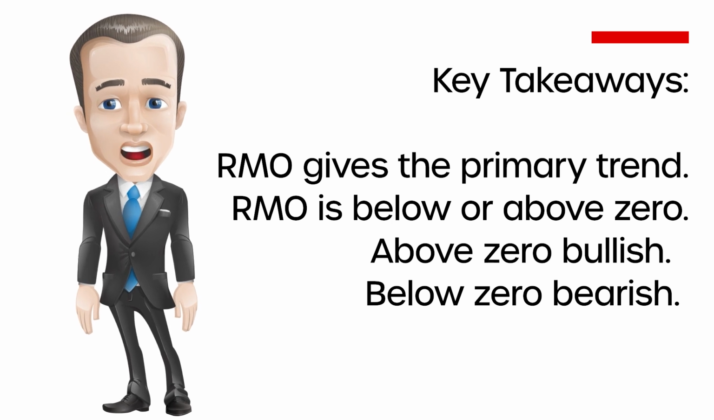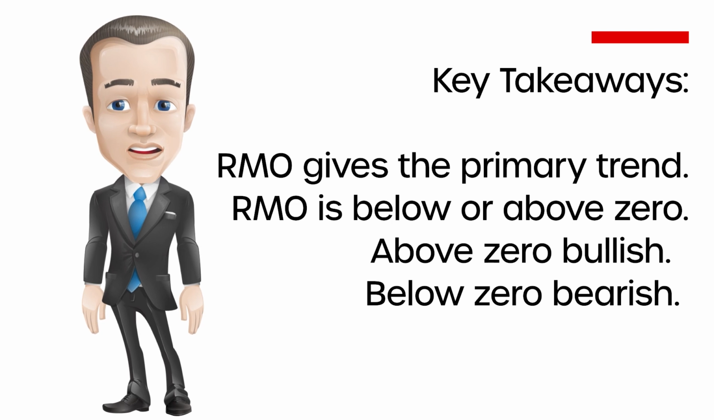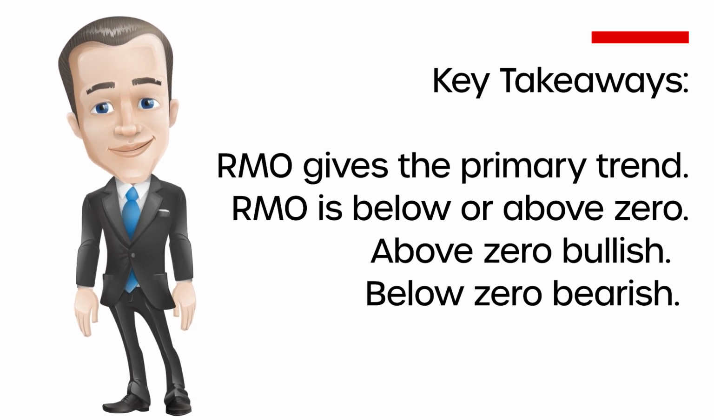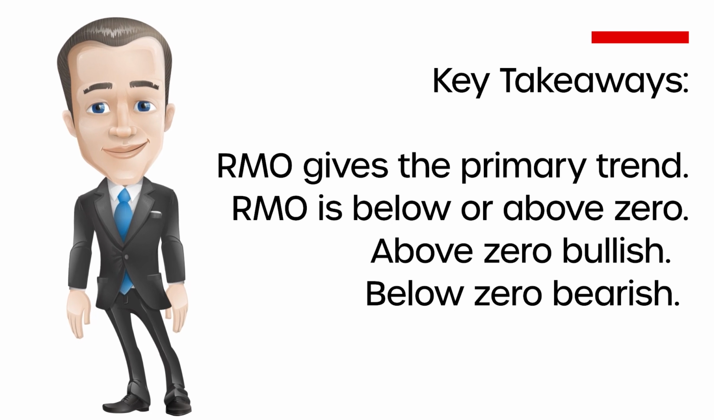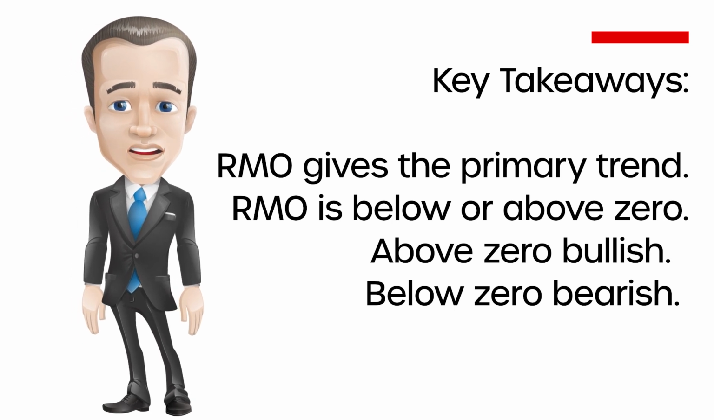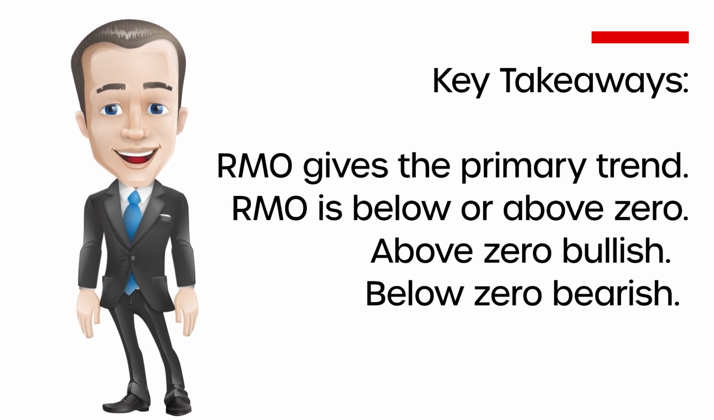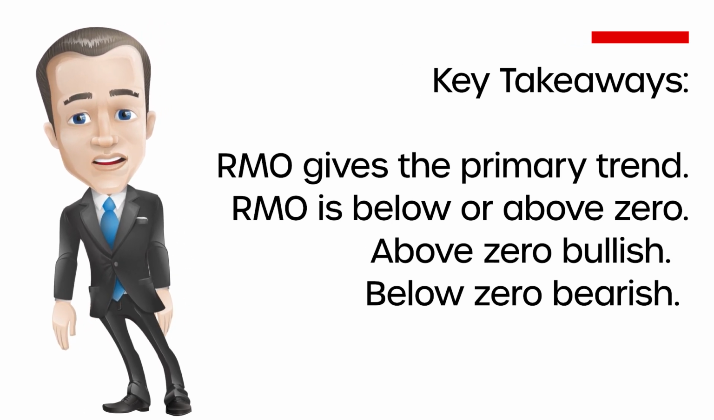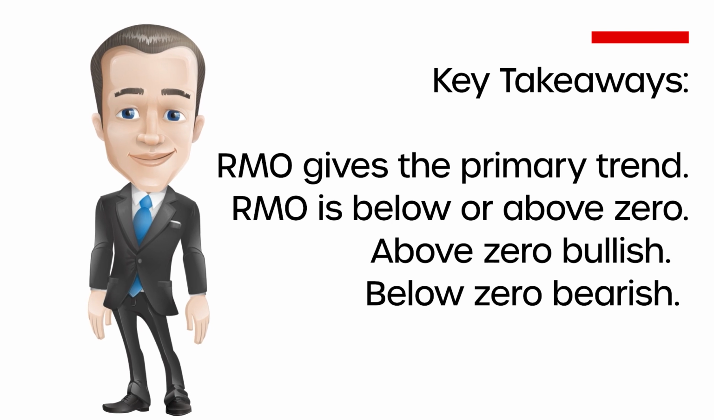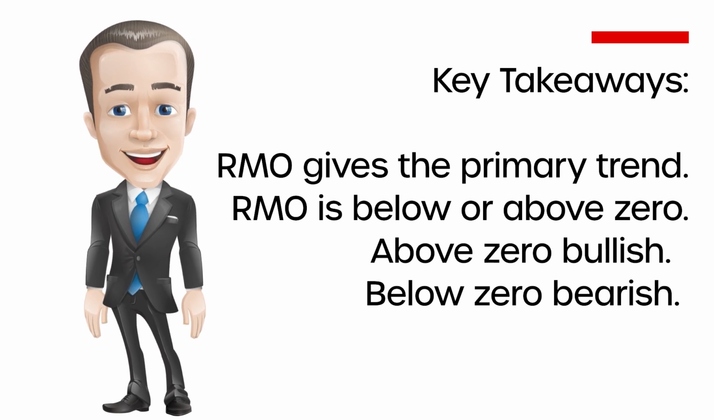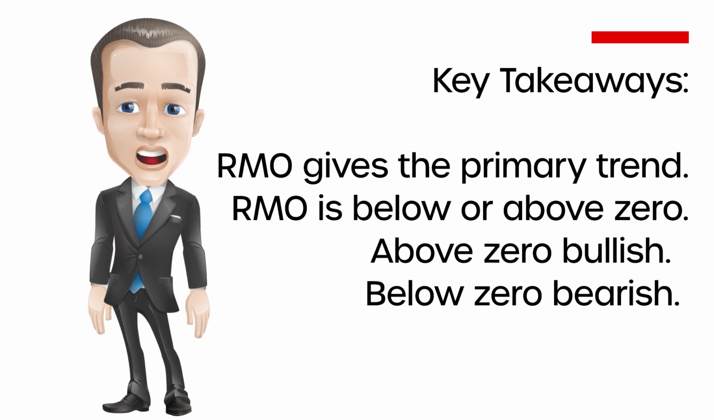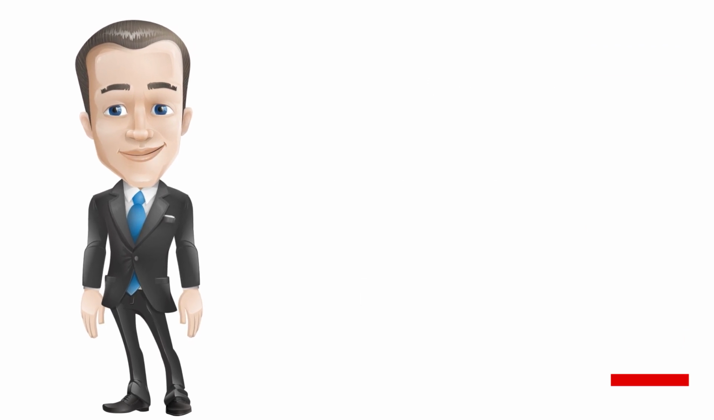RMO key takeaways. It is a system-driven approach with no emotion needed to trade, just the rules. It is an awesome concept. It is based on 3 indicators. RMO gives the primary trend. RMO is below or above 0. Above 0, bullish. Below 0, bearish. It is the primary longer-term trend.